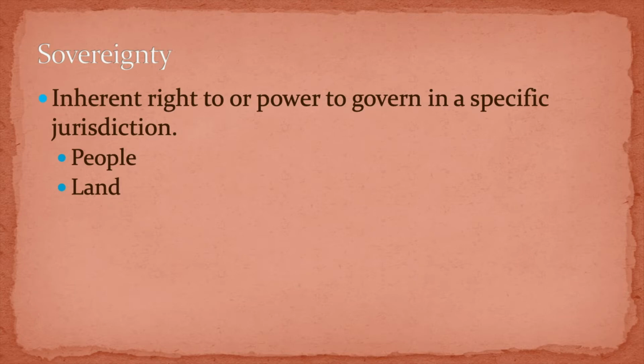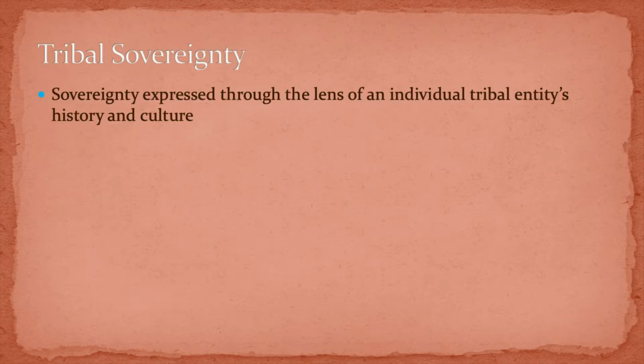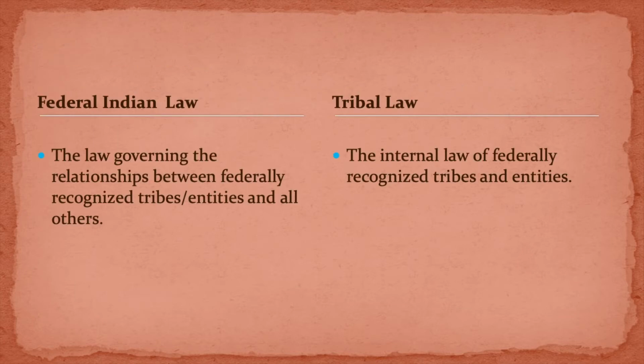Tribal sovereignty, therefore, is the sovereignty expressed through the lens of an individual tribal entity's history and culture. The exercise of tribal sovereignty in the context of the United States is complicated. It's complicated because tribes within the U.S. have to be federally recognized and therefore are governed by federal Indian law within the United States, and at the same time are trying to express sovereignty over their own lands and peoples by creating their own tribal law.